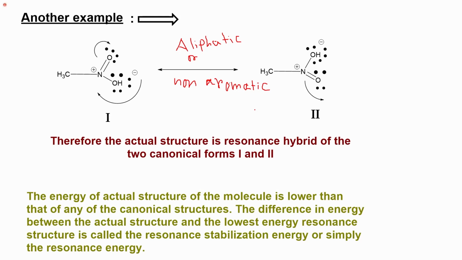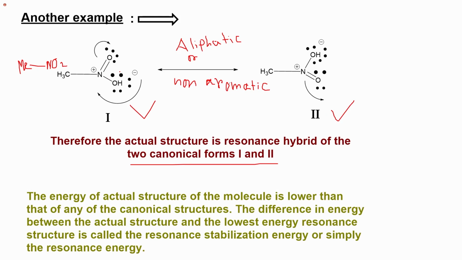So what is a non-aromatic structure? A non-aromatic structure is like CH3NO2. So this is a double bond. CH3NO2 can be written as nitromethane. Me means CH3 and this is the NO2. NO2 can be written in this form: N double bond O, this is plus, this is minus. So therefore the actual structure is the resonance hybrid of the two canonical forms, structure 1 and structure 2. This is structure 1 and this is structure 2.